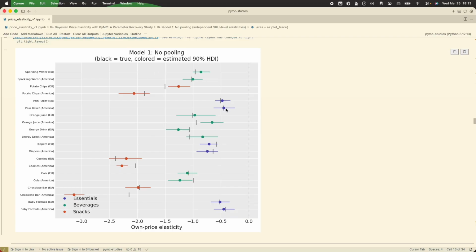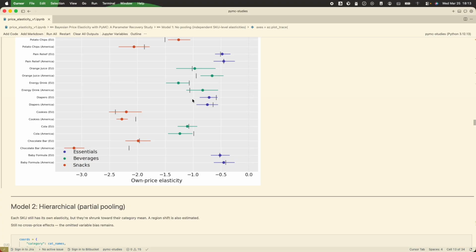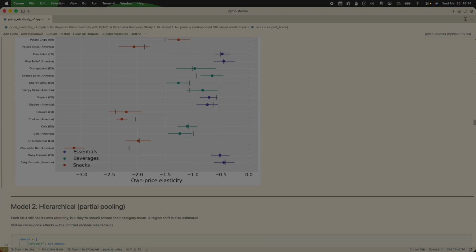We can see we're not far, but for some products, we are very far. But generally, we're doing fine. But since we know our data generating process, we know that something's missing here. What's missing is basically the hierarchy between categories and also the regions and cross price elasticity. So that's what we're going to look at next.